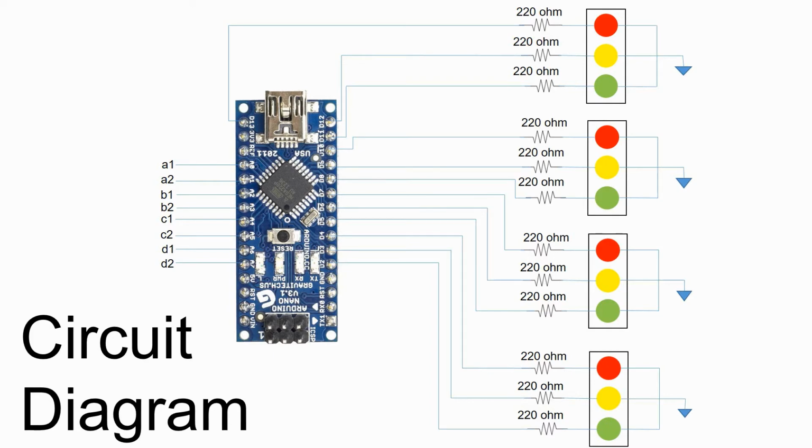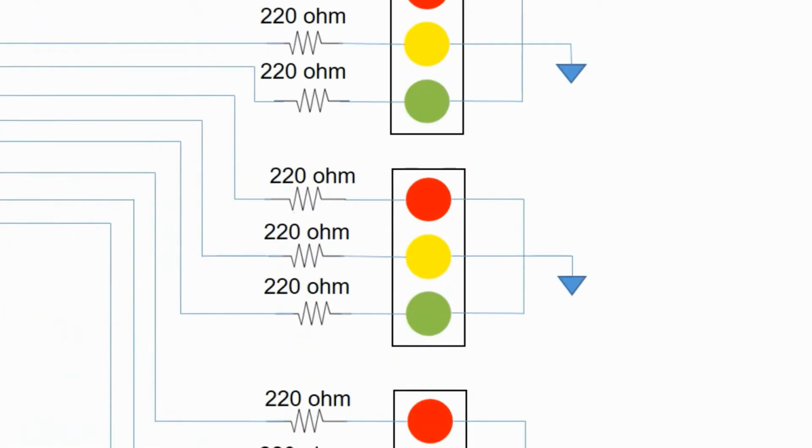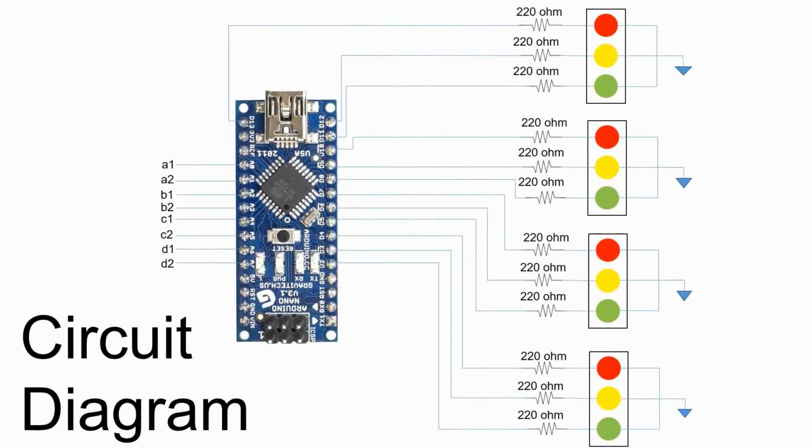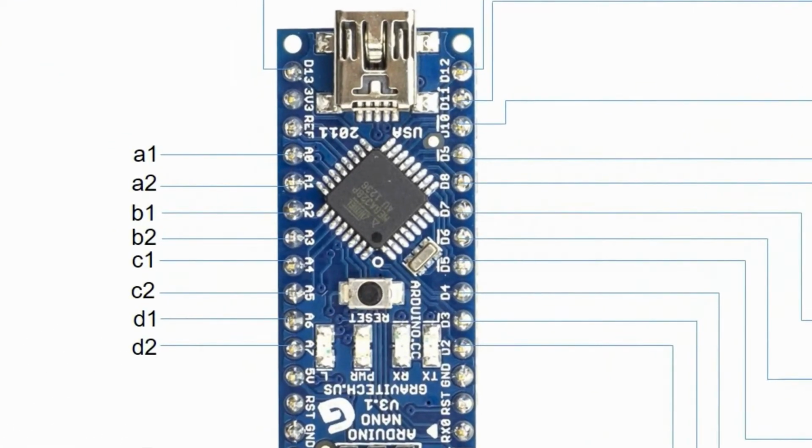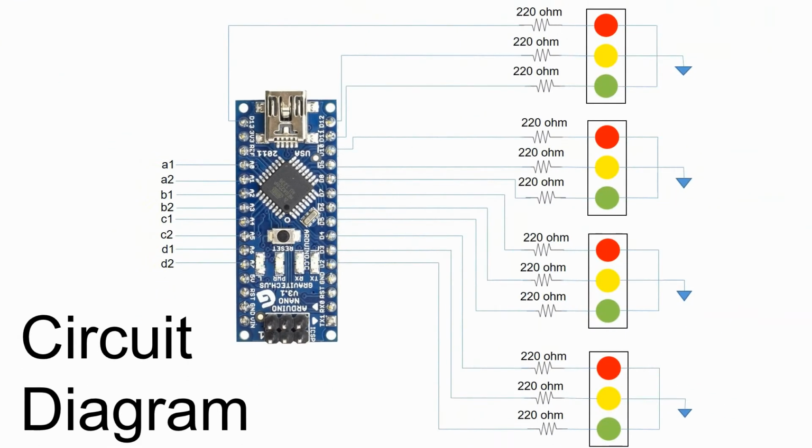All the LEDs are connected through resistors, and through the resistors they are connected to the Arduino Nano.